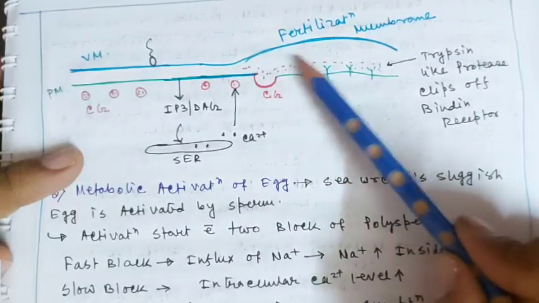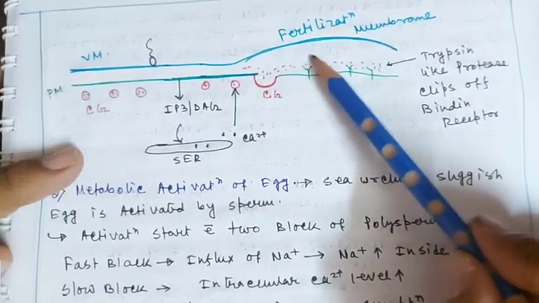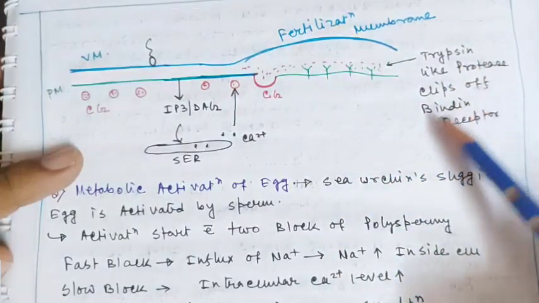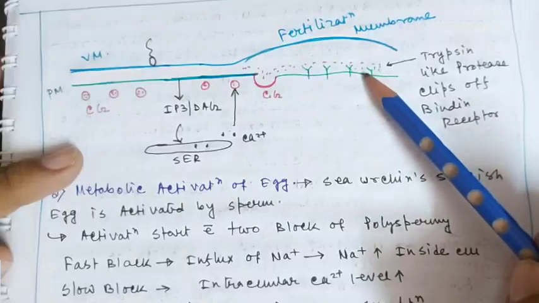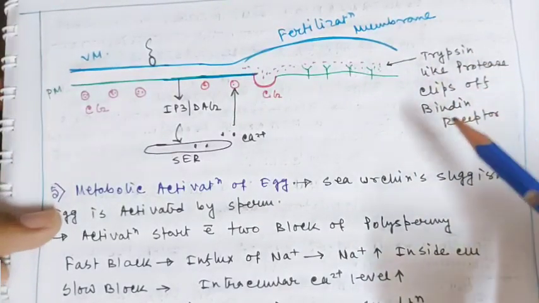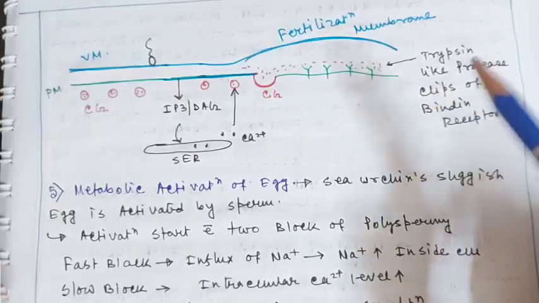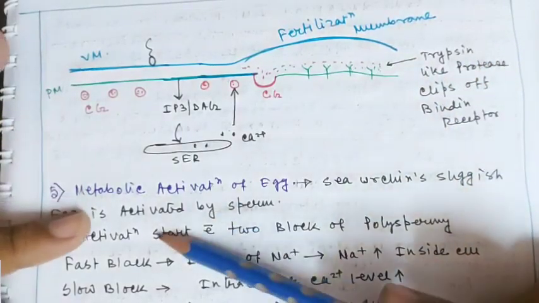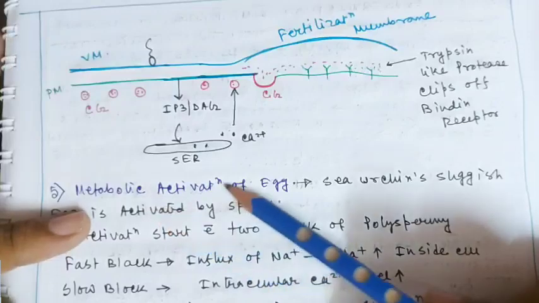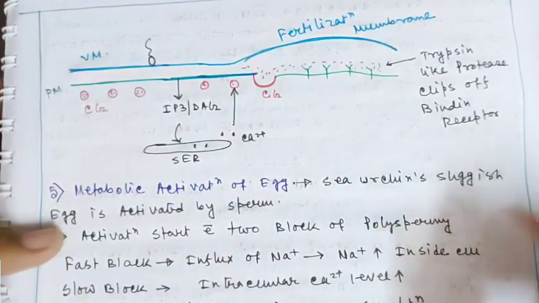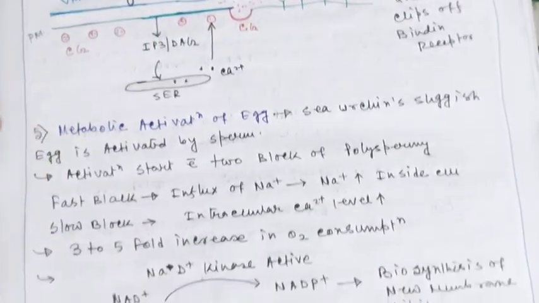This cortical granule contains different types of components. The trypsin-like protease clips off the bindin receptor. So this is the bindin receptor, and the trypsin-like protease clips off this bindin receptor. Fertilization not only causes the formation of the diploid zygote, but also activates many metabolic processes of the egg. The sea urchin egg is sluggish, and the egg is activated by the sperm.